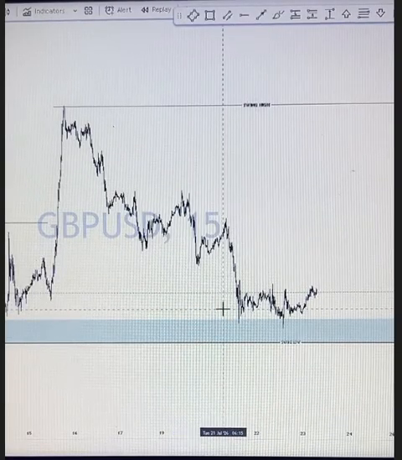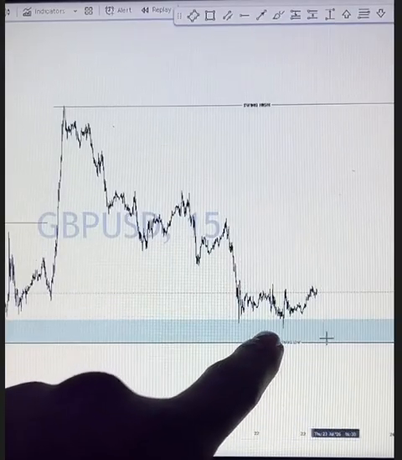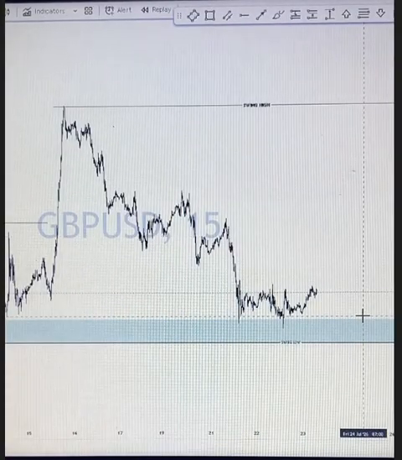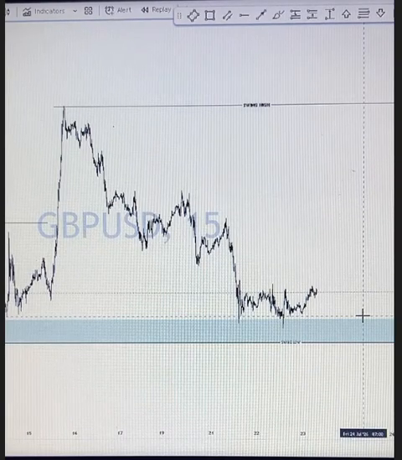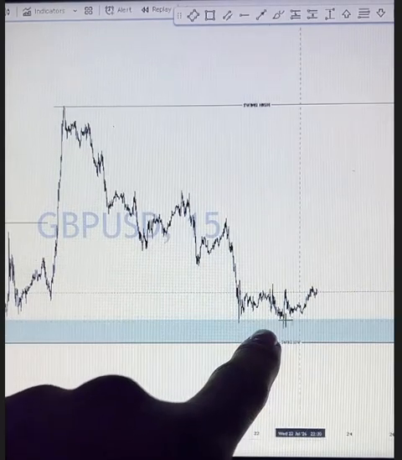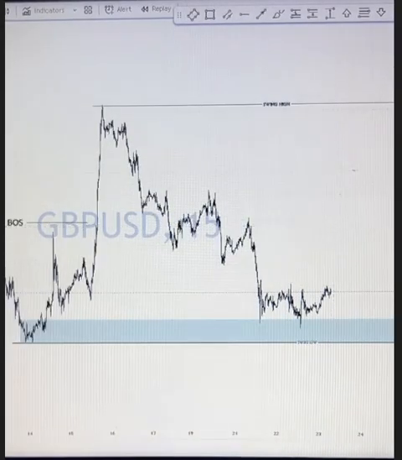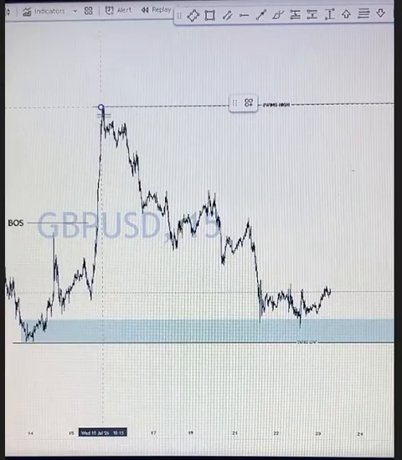So we want to buy from this key level, right? But we cannot just jump in and start buying. We need a confirmation. We need a confirmation to know if we should buy from this key level. Now, what is that confirmation? That is where we now jump to 15 minutes.